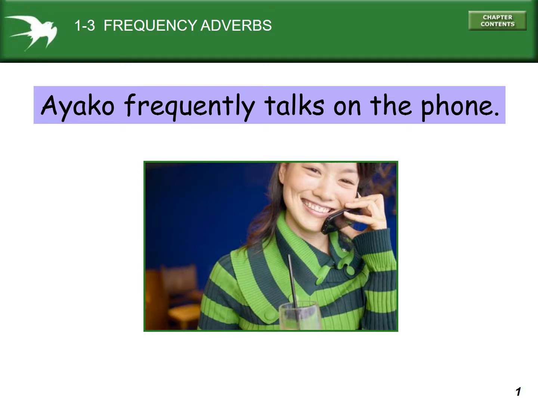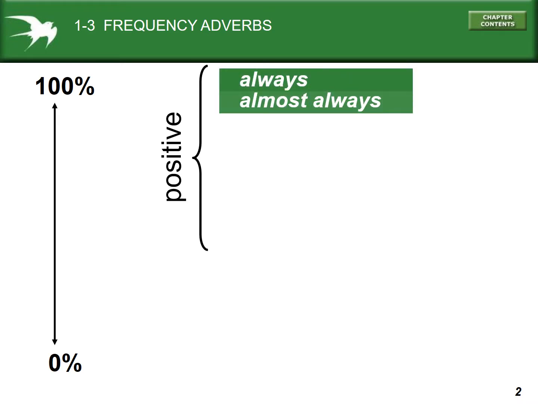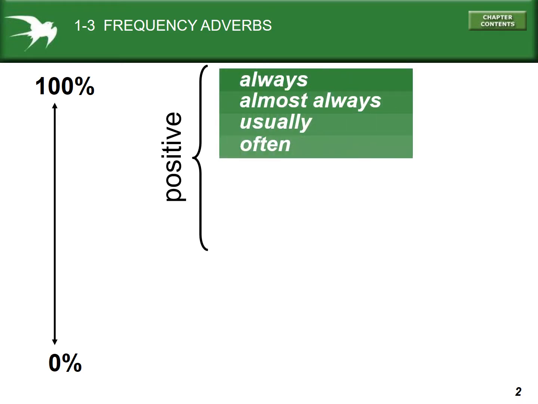So in the next section here, we're going to talk about frequency adverbs. Let's look at the example here. Ayako frequently talks on the phone. So these frequency adverbs tell us how often or how frequently something happens.